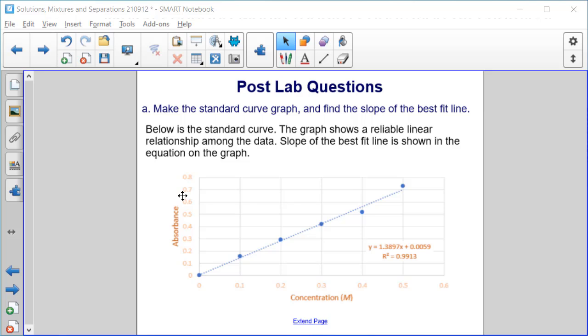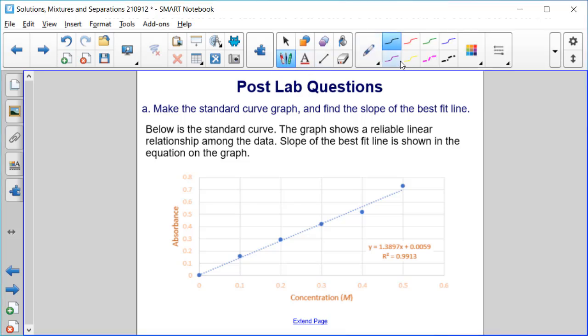Okay, so here is the standard curve, the graph. So we plotted our data for absorbance and concentration, drew a best fit line, and found the slope of that best fit line, which you can see in the equation here. 1.3897 is our slope.